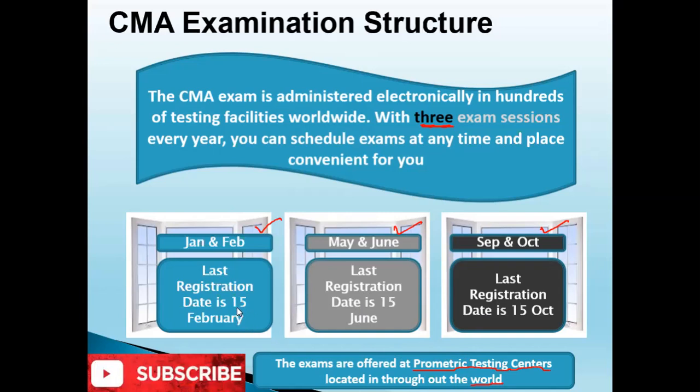One thing which is very important: let's assume one student wants to appear in the exam on 25th of February. For that purpose, he must register by 15th of February with IMA as well as with Prometric. From the IMA website, you are supposed to register yourself with IMA and pay your related dues, and after that, you are supposed to book your exam through the Prometric testing center website. For that purpose, you must reserve your seat by 15th of February.